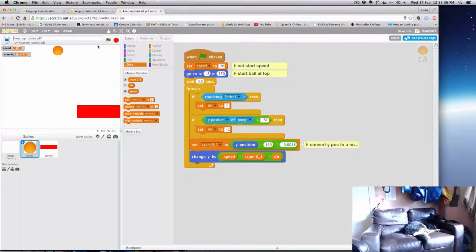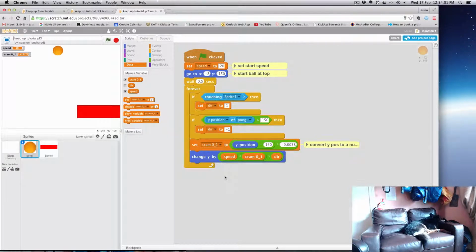And then explain that direction to us one more time. Direction is making it so it's going up or down. Direction makes it so if it's 1, it'll be going up, and if it's -1, it'll be going down.